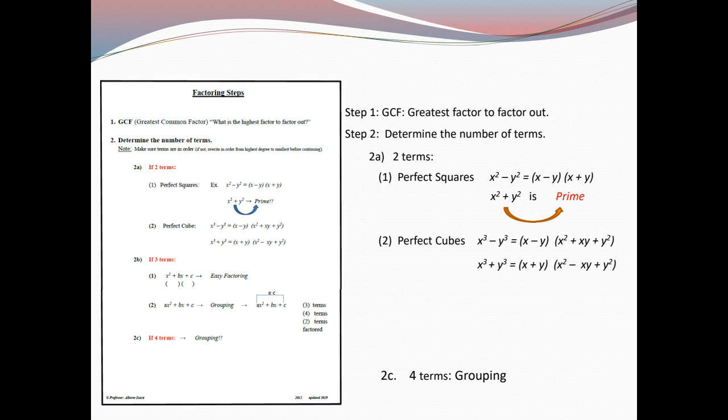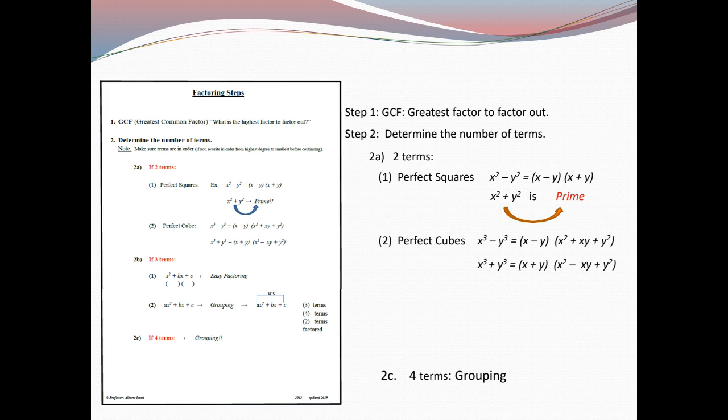Now let's move on to perfect cubes. So now when we have x cubed minus y cubed, this expands with this pattern. We have x minus y times x squared plus xy plus y squared. Now this one does have an expansion formula if we have perfect cubes that are being added with each other.